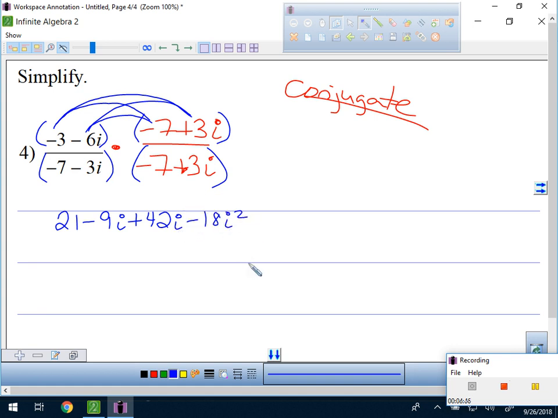Now, I agree that i squared is -1, but instead of working on that just yet, I'm going to go ahead and FOIL the bottom also and just take care of everything at one time. So if I FOIL the denominator, -7 times -7 is +49.